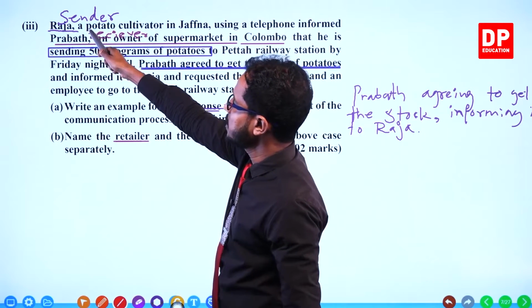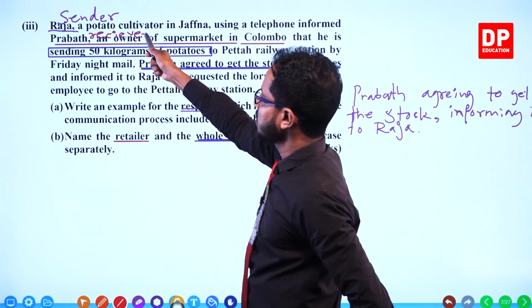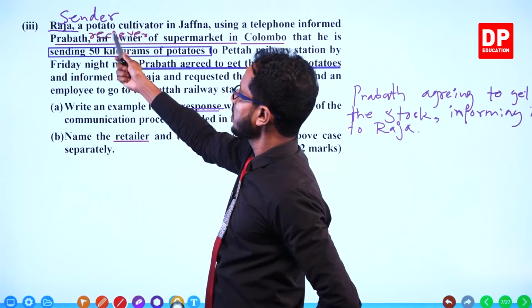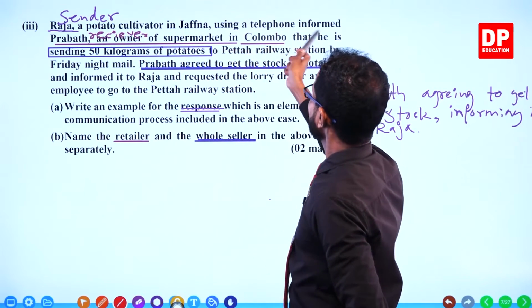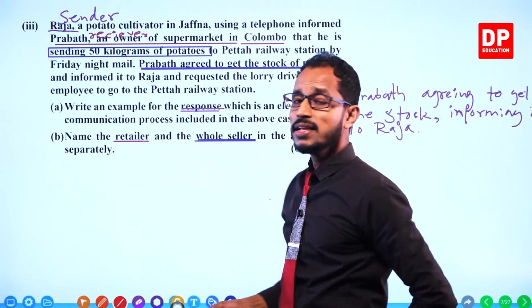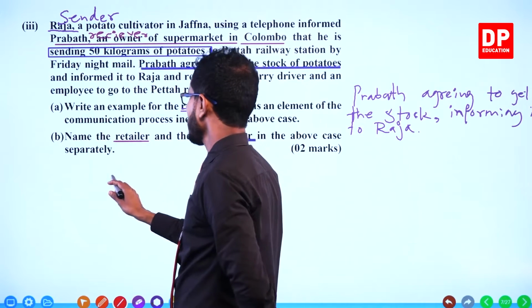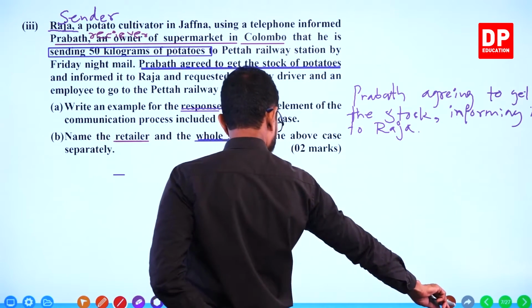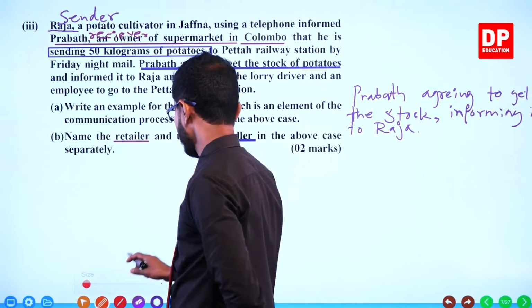Raja is a potato cultivator. That means Raja is the farmer. Using a telephone, he informed Prabhat, an owner of a supermarket. A supermarket is a retail business, right? So you can write retailer is Prabhat because he owns a supermarket.